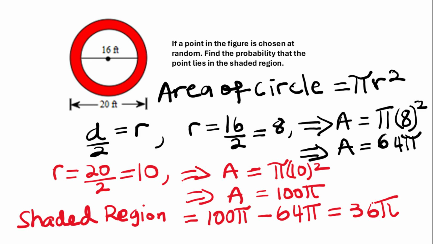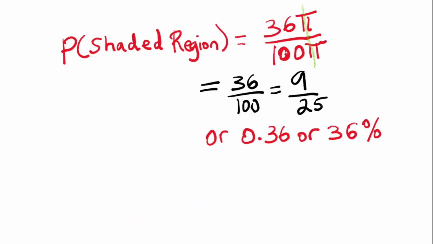The shaded region is found by subtracting the inner circle's area from the outer circle's area, resulting in 36 pi square feet. To find the probability of a point landing in the shaded region, we divide the area of the shaded region by the total area of the circle. This gives us a probability of 36/100ths, which simplifies to 9/25 or 36%.